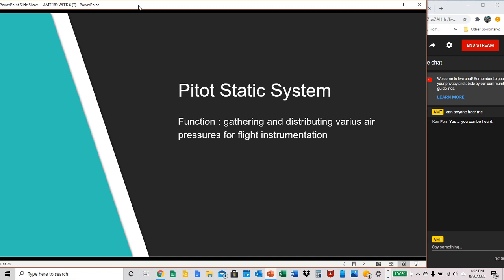So I'm just going to do a little bit of a review, and then we're going to talk about the primary flight instruments today. We'll cover a lot of information about the altimeter, vertical speed indicator, and turn indicators before getting into gyroscopic instruments and how those work in the next lecture. So the pitot-static system, what's the function? It's to gather and distribute various air pressures for flight instrumentation.